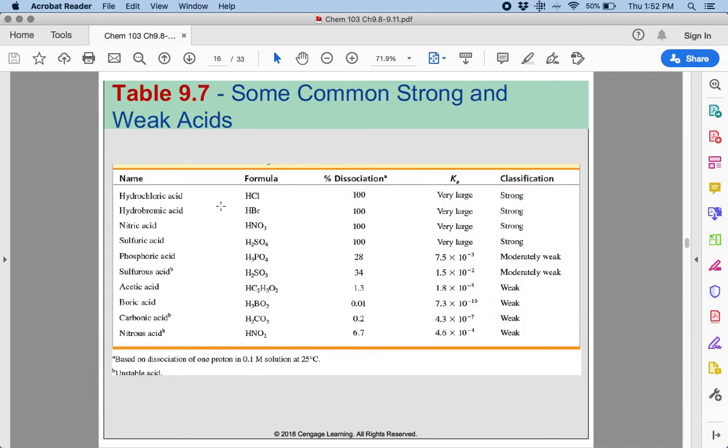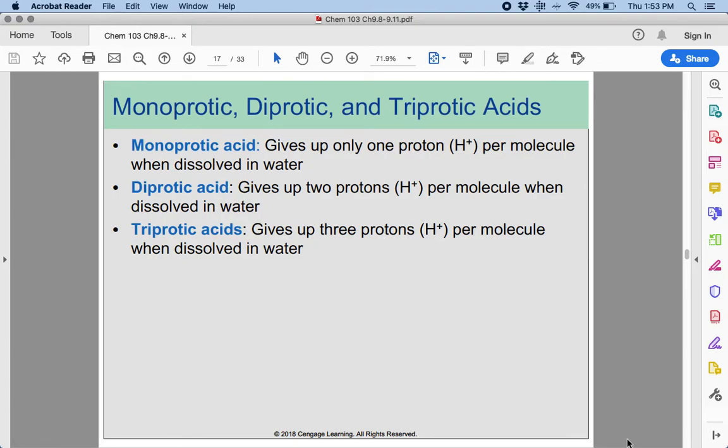So here is just a chart to give you some ideas of the difference between things that dissociate 100% and things that dissociate only partially, and then things that hardly dissociate at all. So we have strong, moderate, and then weak. We don't say moderately strong because strong is determined by something that dissociates 100%. So we say they're moderately weak because they still dissociate a little bit, but not nearly close to 100%, but not nearly as bad as our weak ones.